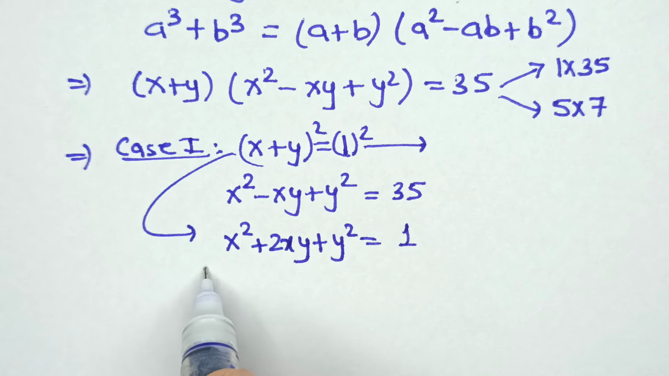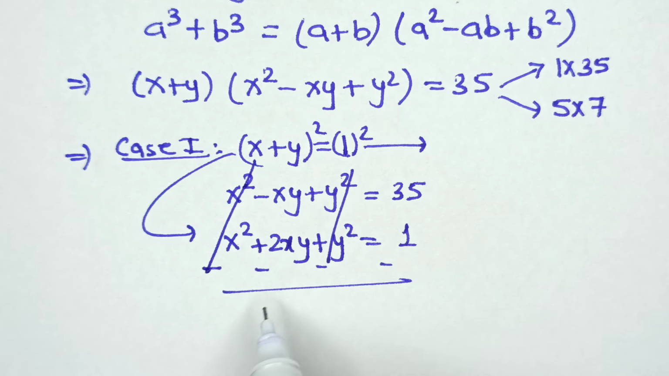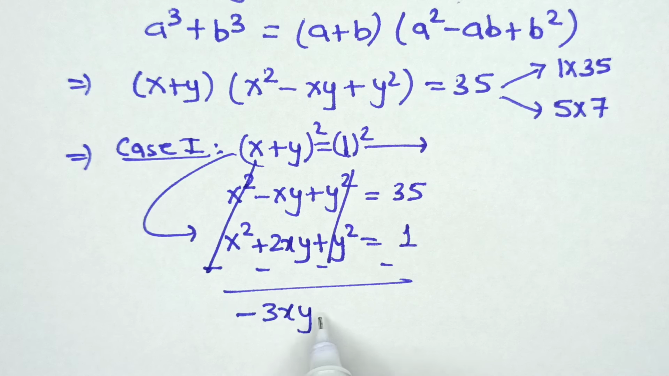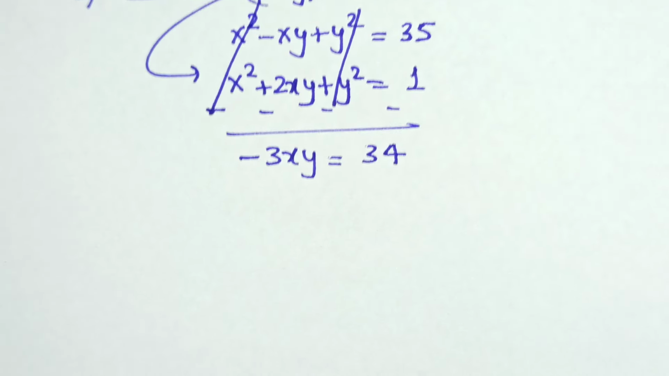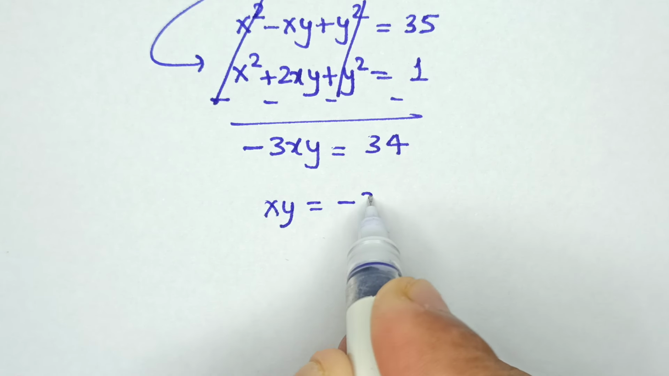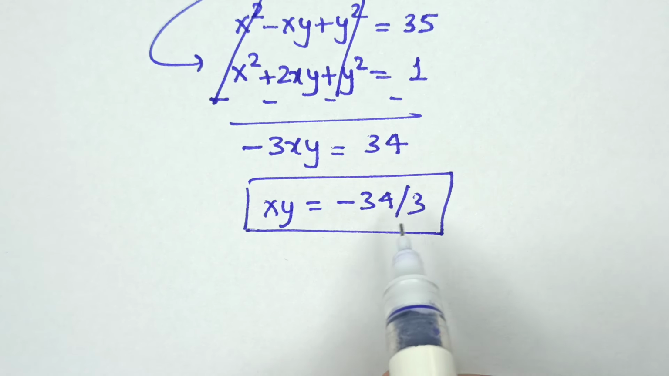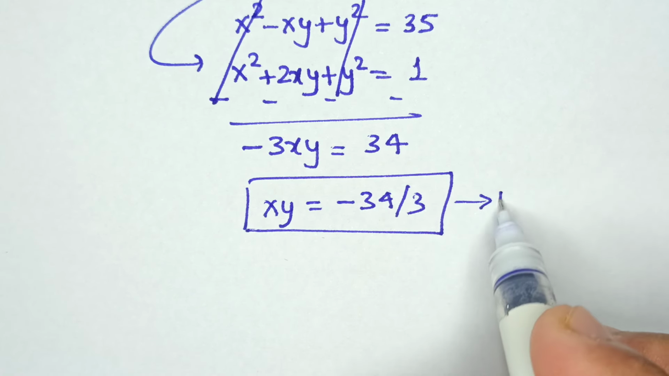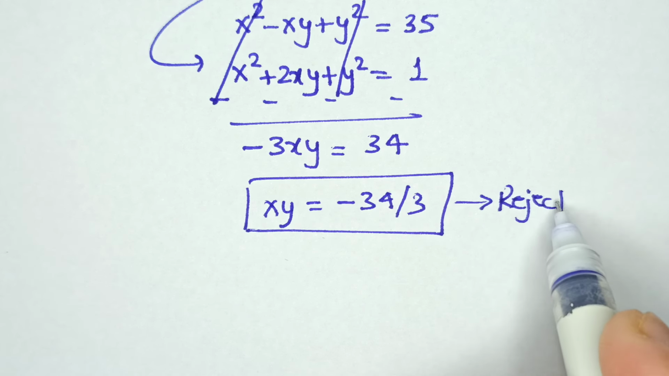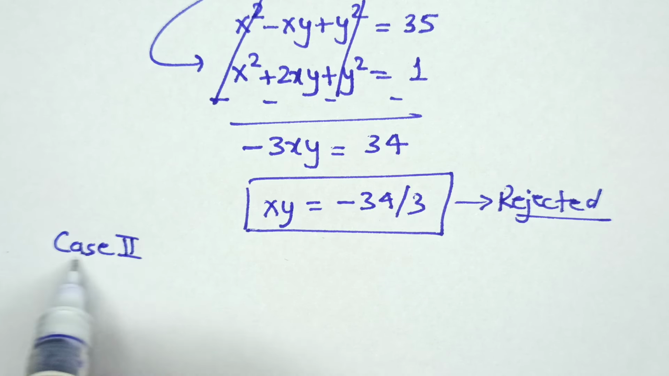Now let us subtract the equations. This is minus, minus, minus, minus. So x square and y square get cancelled out, and this is minus 3xy is equal to 34. That means the value of xy comes out to be minus 34 divided by 3. Clearly this particular value has to be rejected. So now we will shift on to case number 2.